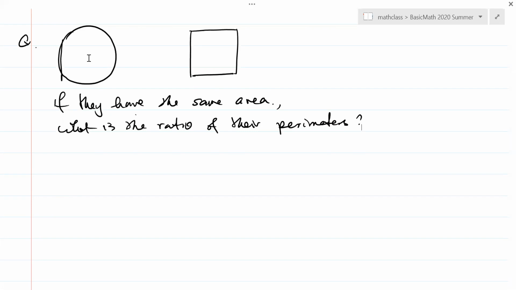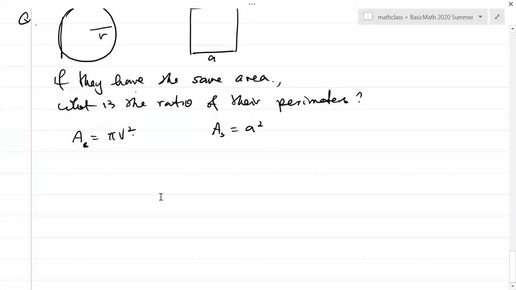There are two ways to do it. One is we express the perimeter in terms of the area. If we can do that, then you can just compare directly. If you only memorize two basic formulas, that's okay. So the circle's area is going to be pi r squared, and the square's area is going to be a squared, right? So they have the same area, so that means these are equal.